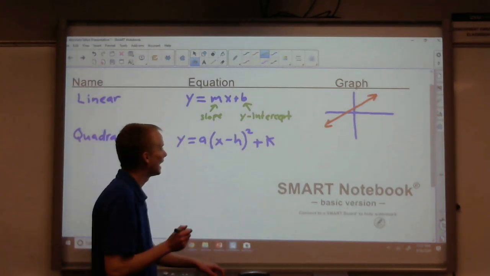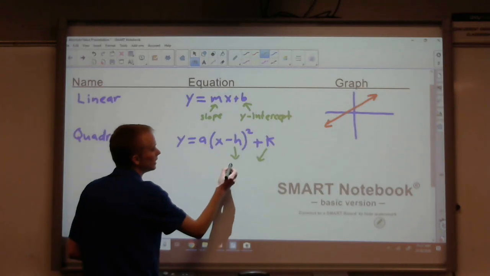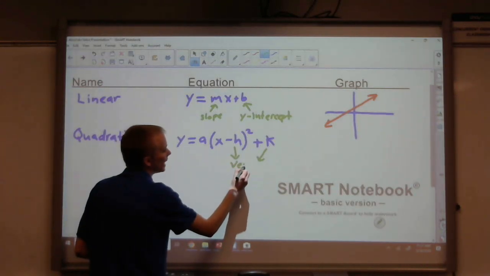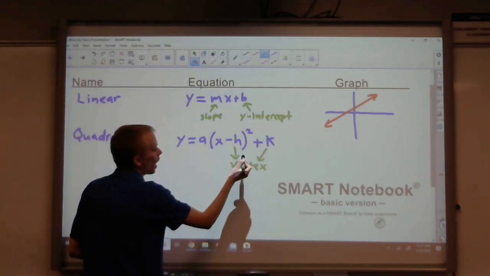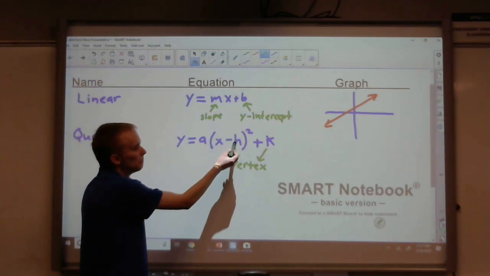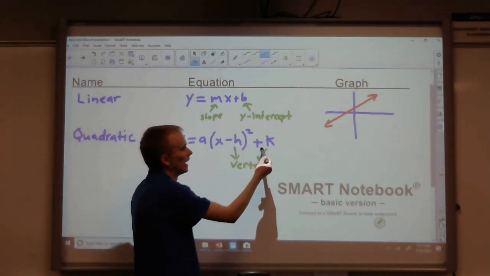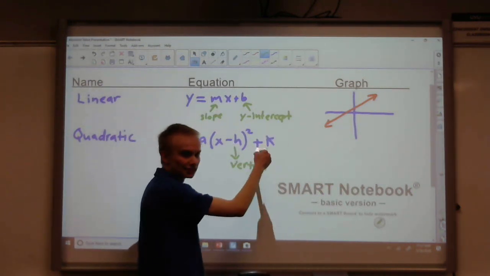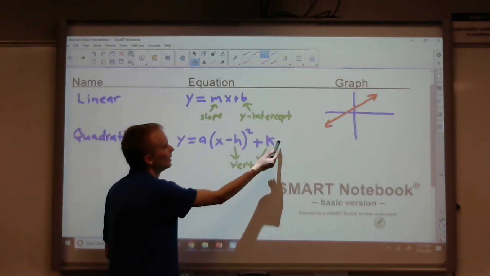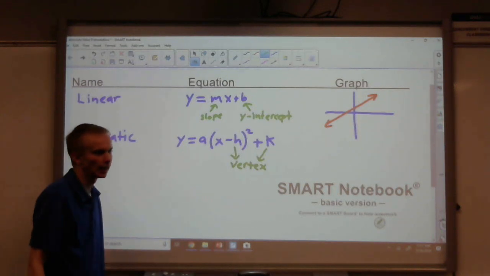The h and the k in this equation tell me where the vertex is, right? I just switch the sign on the h. If it's a minus, it will be a plus h for the vertex. And if it's a plus out here, I leave this one the same, right? I switch this one and leave this one the same. That tells me where the vertex is, okay?